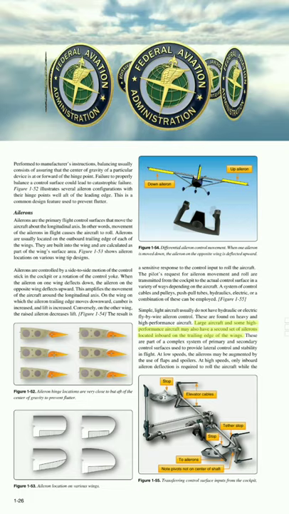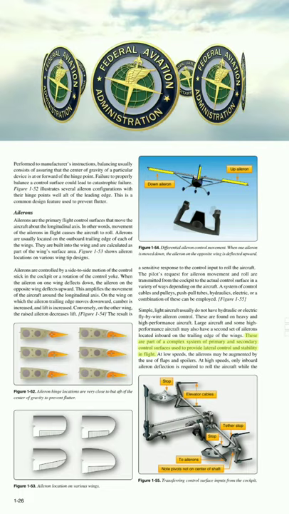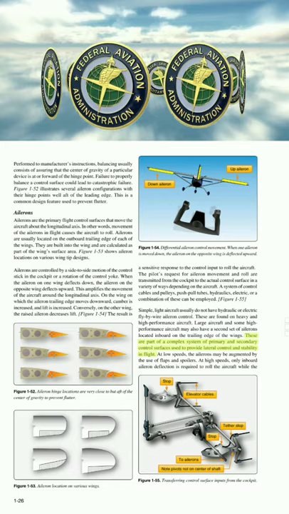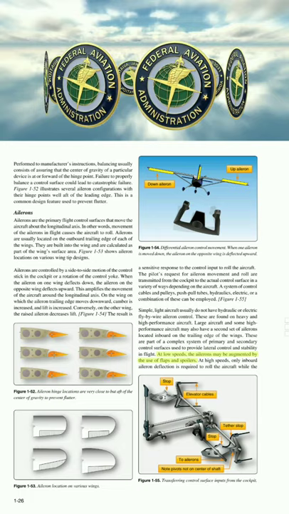Large aircraft and some high-performance aircraft may also have a second set of ailerons located inboard on the trailing edge of the wings. These are part of a complex system of primary and secondary control surfaces used to provide lateral control and stability in flight. At low speeds, the ailerons may be augmented by the use of flaps and spoilers. At high speeds, only inboard aileron deflection is required to roll the aircraft.